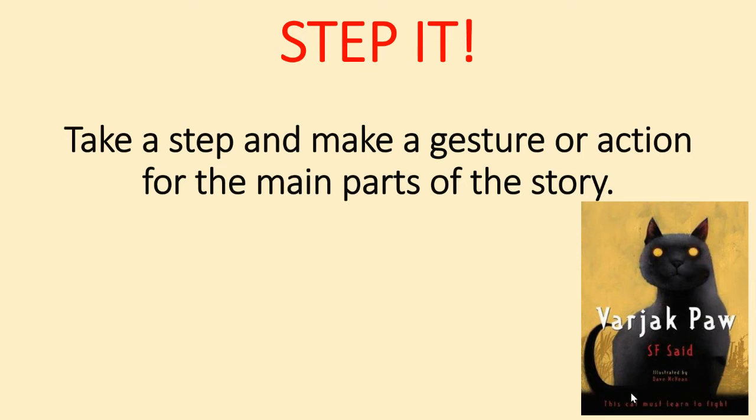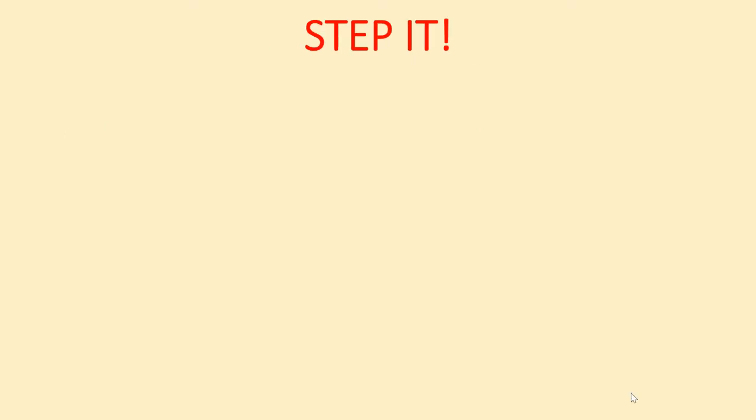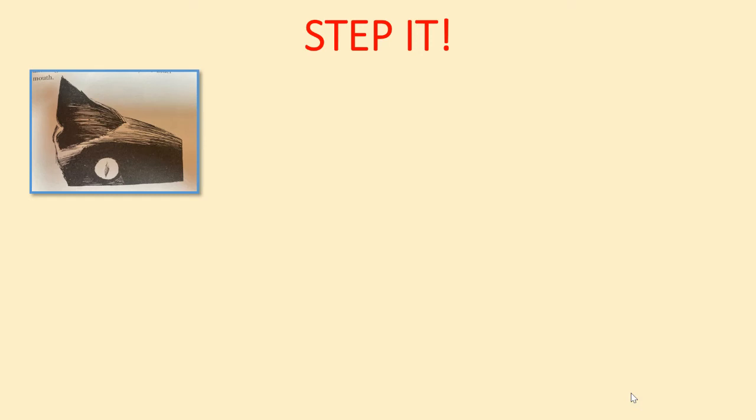So when we step it out, we take a step and we make a gesture or an action for the main parts of the story. So let's do it together. You need to be standing up now. So everybody standing up, move your chair out. You should be standing. Okay, feet together, arms by your side, just like at school. And I want you to take a step, and here we have Varjak coming out into the garden. Everybody make a gesture or action for Varjak coming out into the garden. And hold it, hold your action.